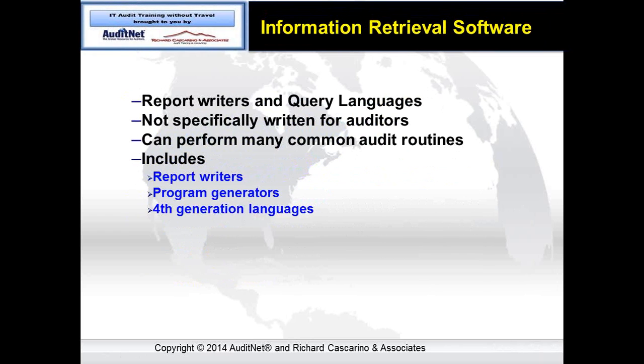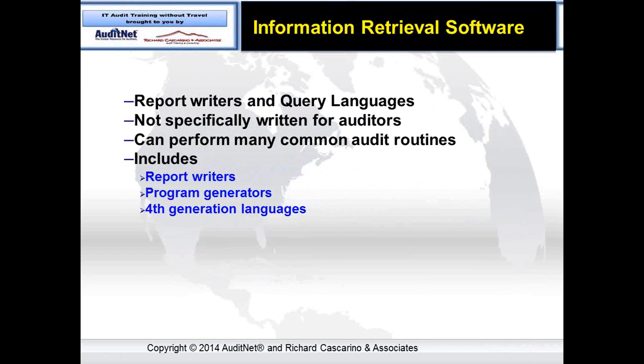Information retrieval software. These are the standard packages, report writers, query languages, etc., that may have come with the application system. They were not written for auditors, but a lot of them do the same kind of things that auditors do. You can do lots of common audit routines, and they include standard report writers, program generators, even fourth generation languages that you can buy and use instead of generalized audit software.